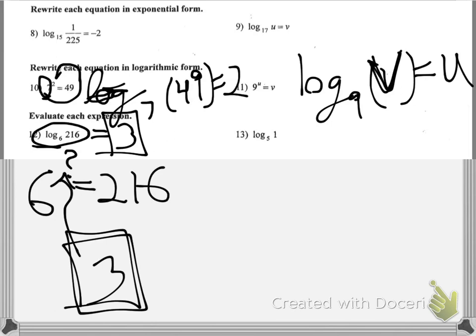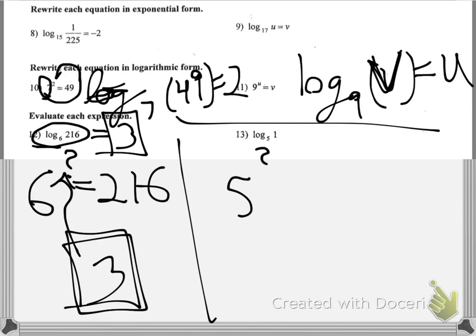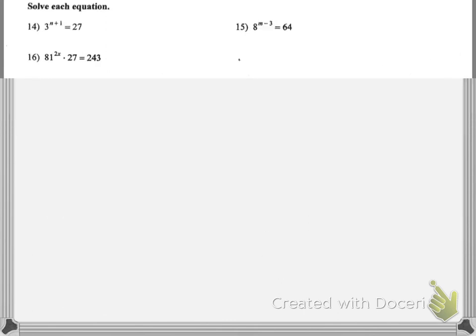Same idea. This one's just weirder on number 13. We have 5 to some power, question mark power, equals 1. And you've got to remember, 5 to what power makes 1? That happens to be 0. 5 to the 0 equals 1. For reasons we could always go over again. Anyway, so that's just 0 in this case.